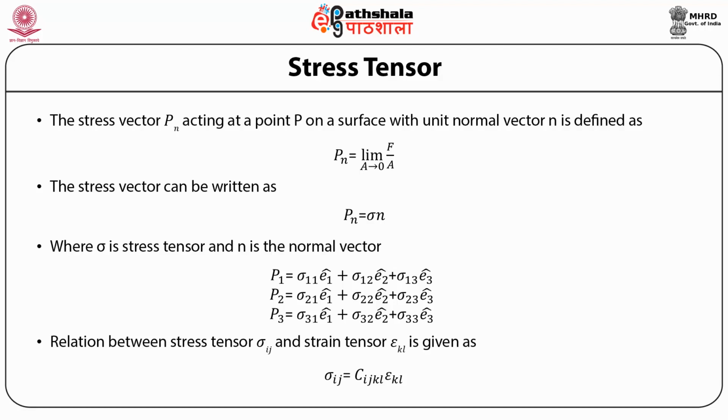Now, the stress component sigma 11 is the normal component of the stress on the 2-3 plane and is called normal stress. If the normal stress is positive, acting outward from the surface, it is called a tensile stress. If the normal stress is negative, acting inward towards the surface, it is called compressive stress.